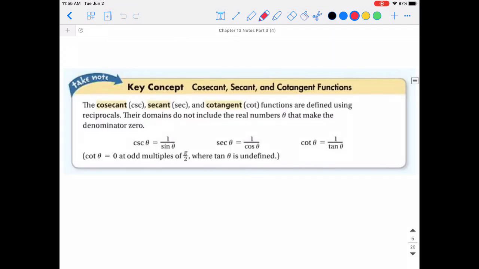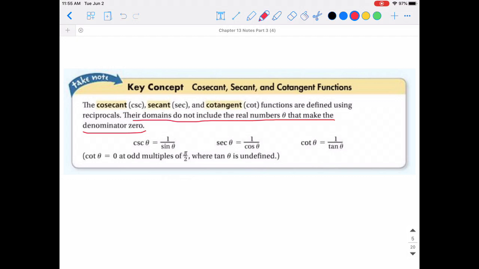Now, our key concept for cosecant, secant, and cotangent functions. The cosecant is represented by CSC, secant is represented by SEC, and cotangent is represented by COT. Functions are defined using reciprocals. Their domains do not include the real numbers theta that make the denominator 0. So this is very important. Your domain is going to change now because we're talking about the reciprocal. Cosecant is going to be undefined wherever sine is equal to 0, because then that makes your denominator 0. So that's a very important thing to remember.